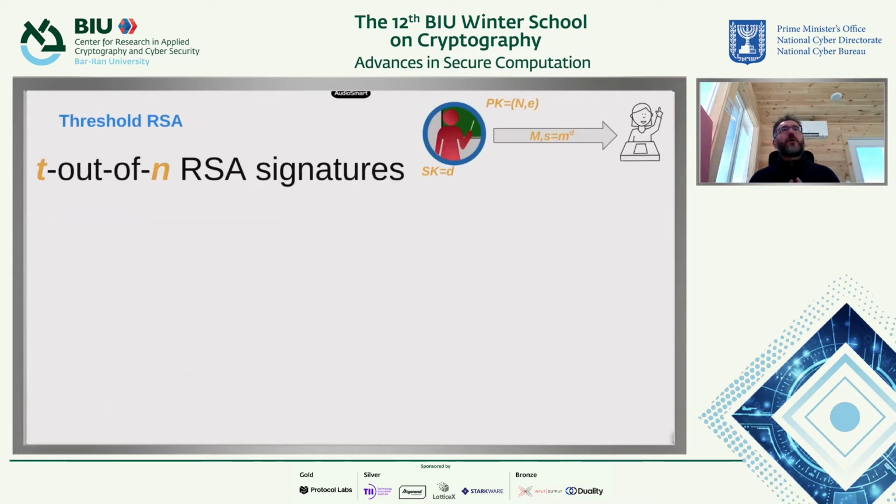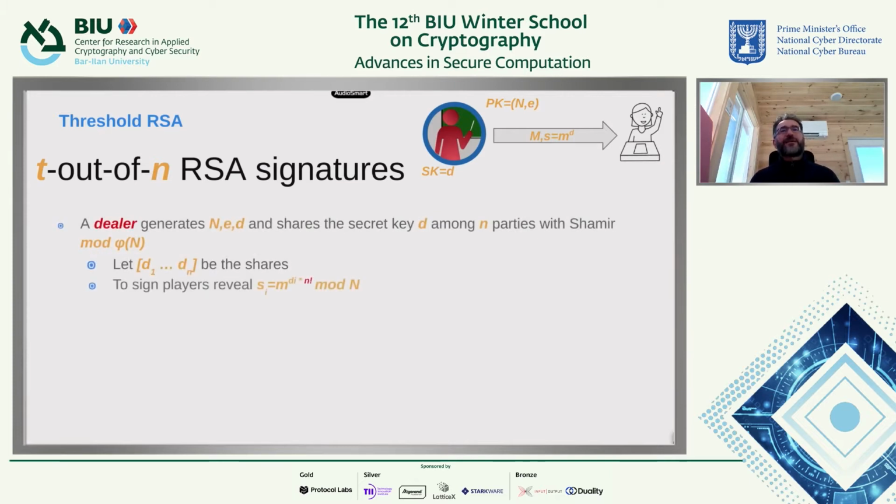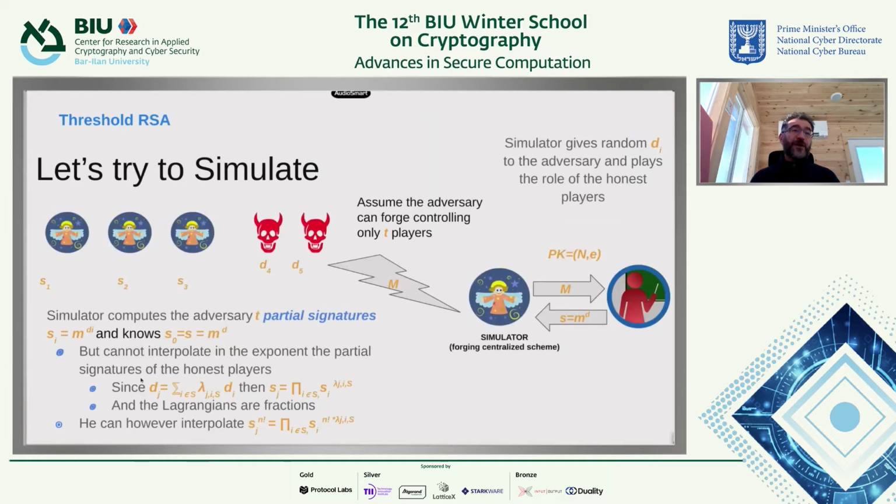So here is what we're going to do. The players do not reveal m to the di, but they reveal m to the di to the n factorial. Why? Because I just showed you that that's what I can simulate.